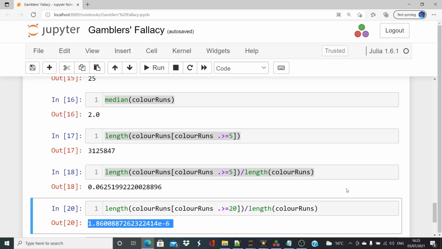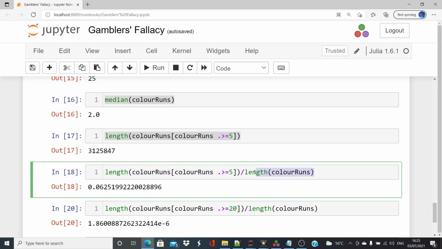By the way, that's in terms of the runs, not the number of spins. Okay, so how many runs are greater than 5 or 10 or 20? Okay, so it's denominated in terms of runs, not in terms of spins of the roulette table. Just an important little remark there. Right, that's it. We'll leave that there.